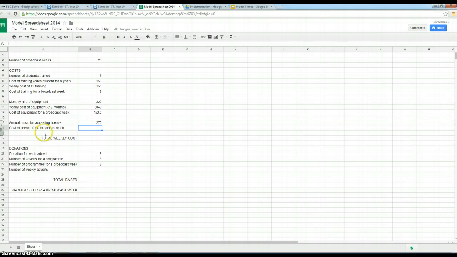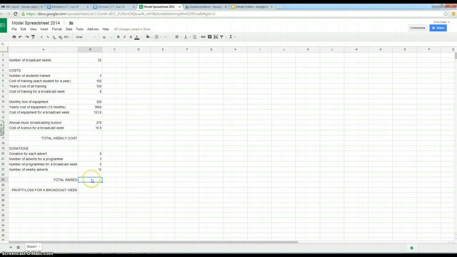To work out the cost of a license for a broadcast week, you would need to, again, do equals annual music license divided by number of broadcast weeks. It should give you £10.80. To work out the number of weekly adverts, we need to multiply the number of programs for a broadcast week by, so it's asterisk, the number of adverts for a program, which gives us 15.